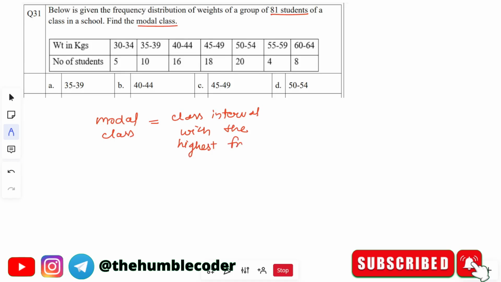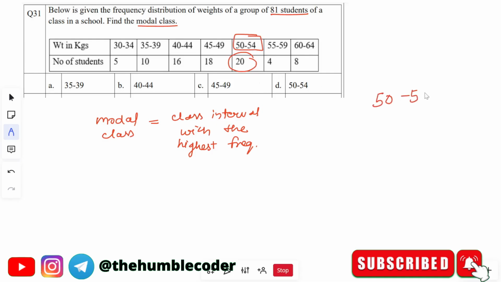If you remember this, then any question on modal class, you can do it easily. So modal class is the class interval with the highest frequency. Now frequency is the number of students in our case, right? So let's see which is the highest frequency, which means the highest number is 20. We have to take its interval, so the answer for this one is going to be 50 to 54, right?